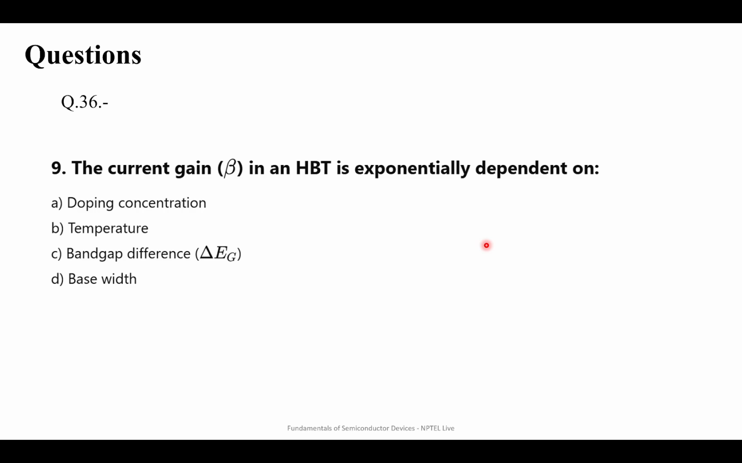The current gain in an HBT is exponentially dependent on doping concentration, temperature, band gap difference, base width.